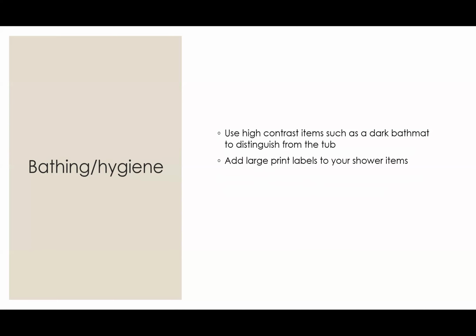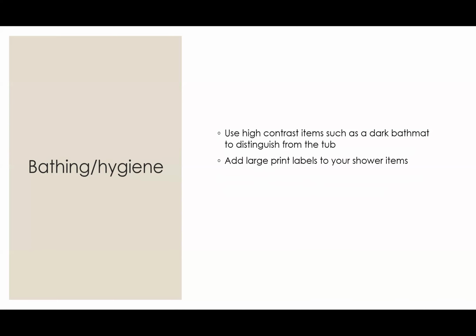And then with bathing and hygiene, use high contrast items such as a dark bath mat to distinguish from the tub. So during this half of the presentation, we're going to talk a lot about contrast items, because that's a really easy way to find a very helpful solution. So anytime you're doing anything, try to get items that are opposite colored from your built-in fixtures. So like bathtubs are usually white, right? So get a dark bath mat.